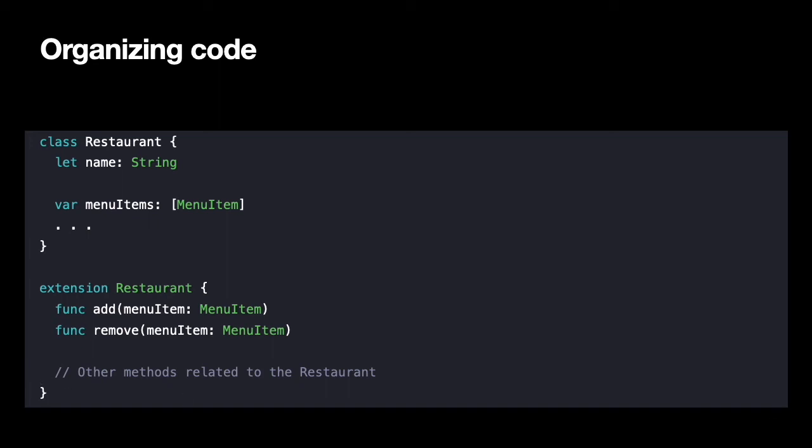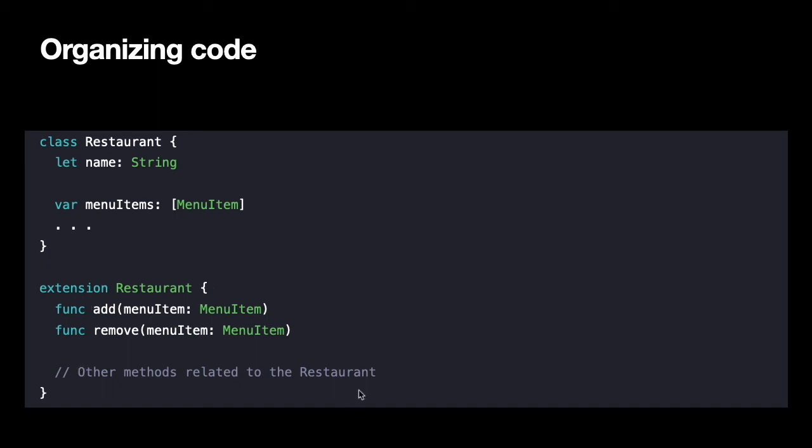It's not shown here, but you could use an extension to conform to a protocol. So we could have Restaurant conform to CustomStringConvertible and declare that in the extension, and then the methods and computed properties that would be required for that could be in that extension.